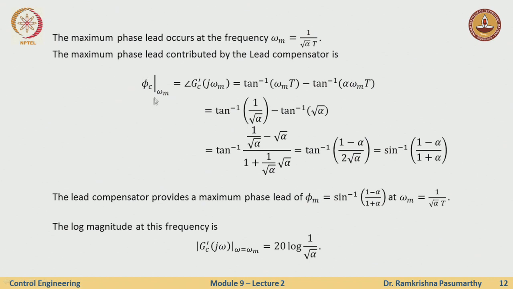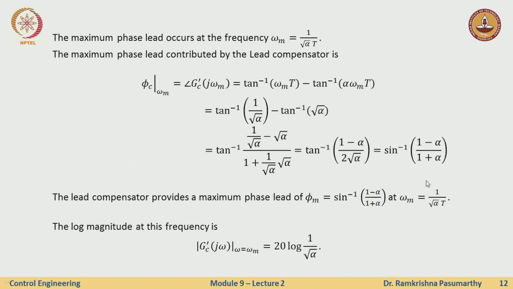So, given how much phase lead I need to add to the system, or how much should be the extra angle contribution, I can find out what is alpha, right. So, in this expression now I find out alpha, right. So, phi m is sin inverse of 1 minus alpha over 1 plus alpha, and this occurs at this frequency.